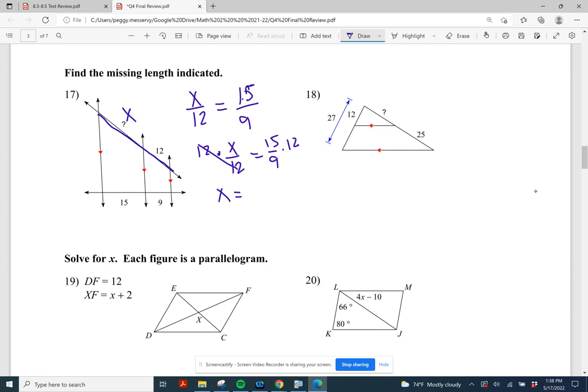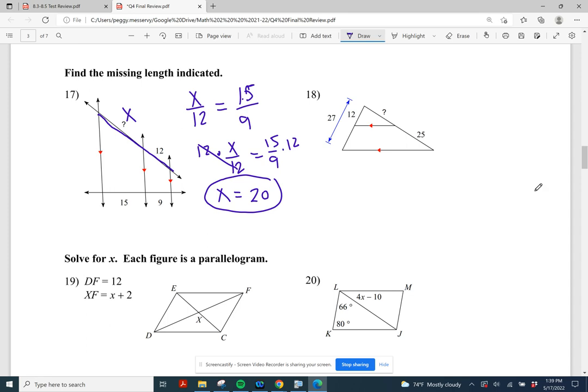And then 15 over 9 times 12. You can do that a couple different ways. 15 times 12 is 180, and then divide by 9. Or I could do 15 divided by 9, turn that into a decimal, and then multiply by 12. Either way I do it, I get x equals 20.